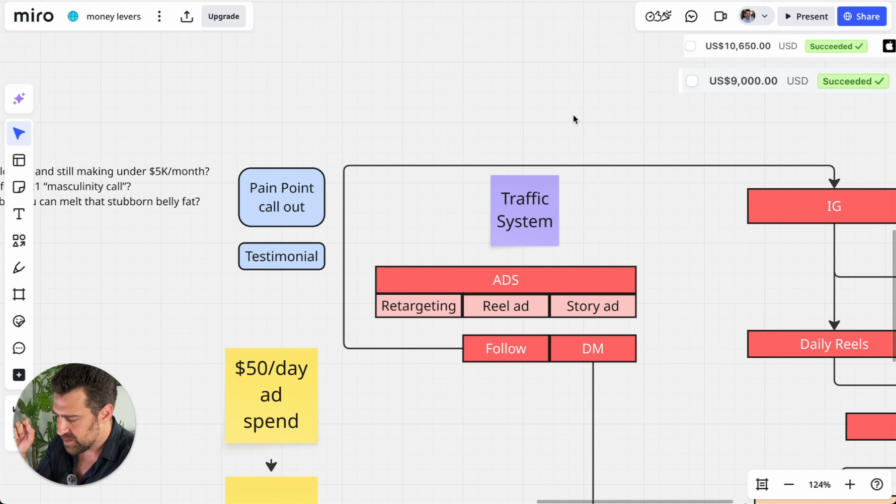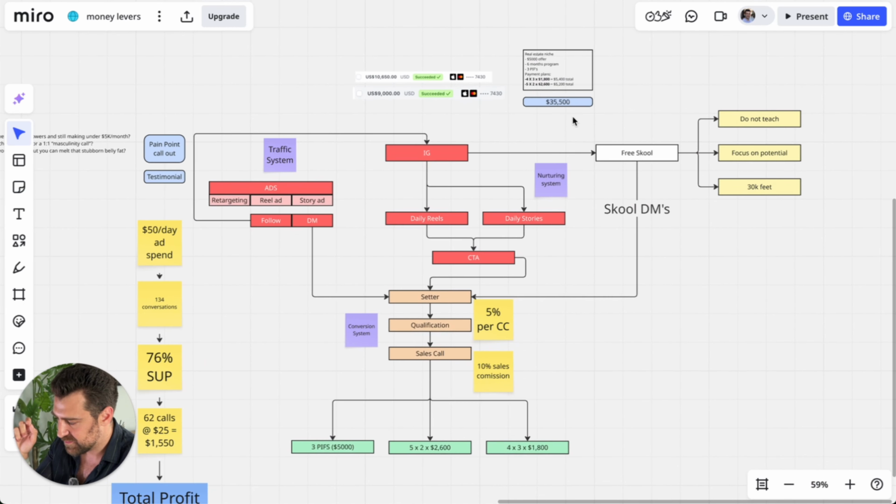I helped him build 3 systems. We have a traffic system, we have a nurturing system, and we have a conversion system. Now let's start with the traffic system because this is where everything starts.